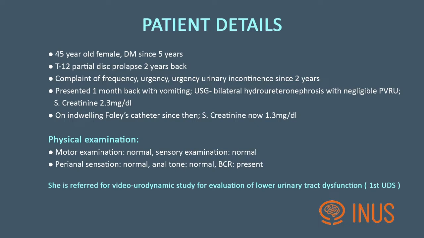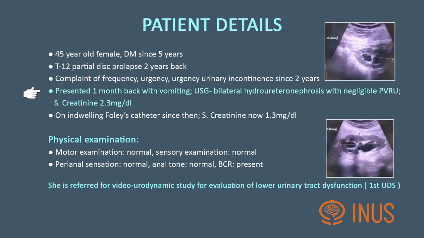This is our next patient, who is a 45-year-old lady with history of diabetes mellitus since 5 years. She had a partial disc prolapse of the T12 vertebra 2 years back. Thereafter, she developed frequency, urgency, and urge urinary incontinence. She presented 1 month back with vomiting, and her evaluation revealed bilateral hydroureteronephrosis with a serum creatinine of 2.3 mg per deciliter. She was referred to us and we put in an indwelling Foley catheter. Her serum creatinine has now decreased to 1.3 mg per deciliter.